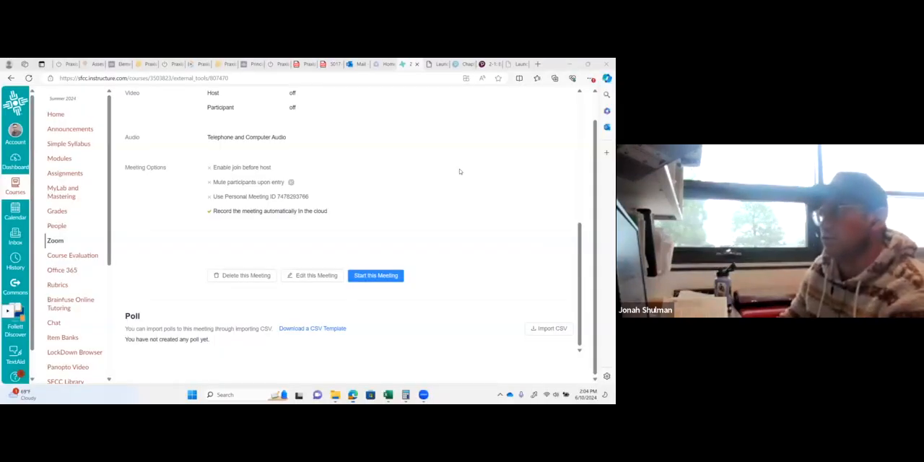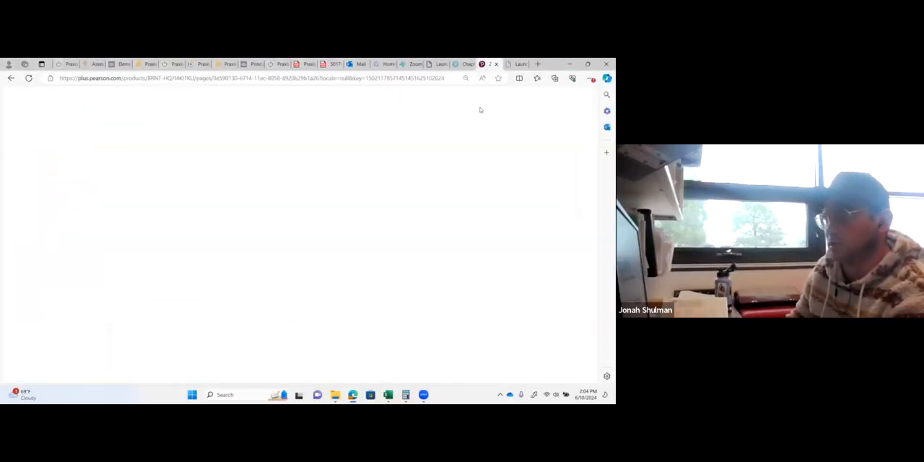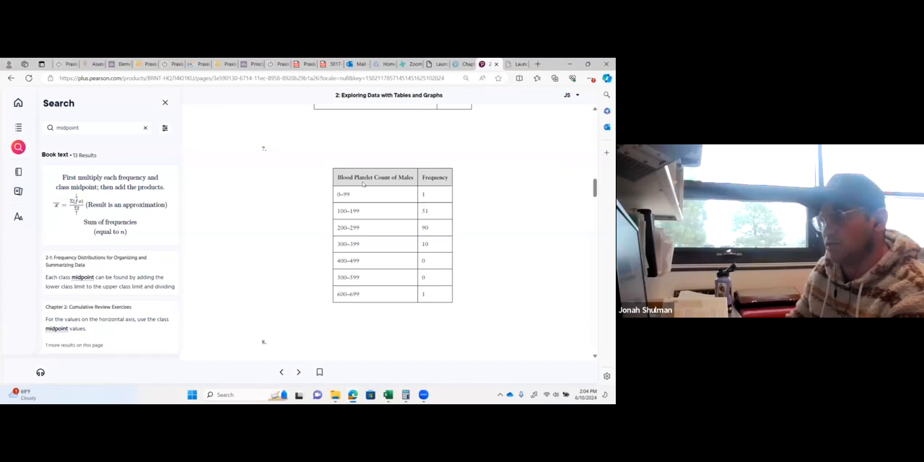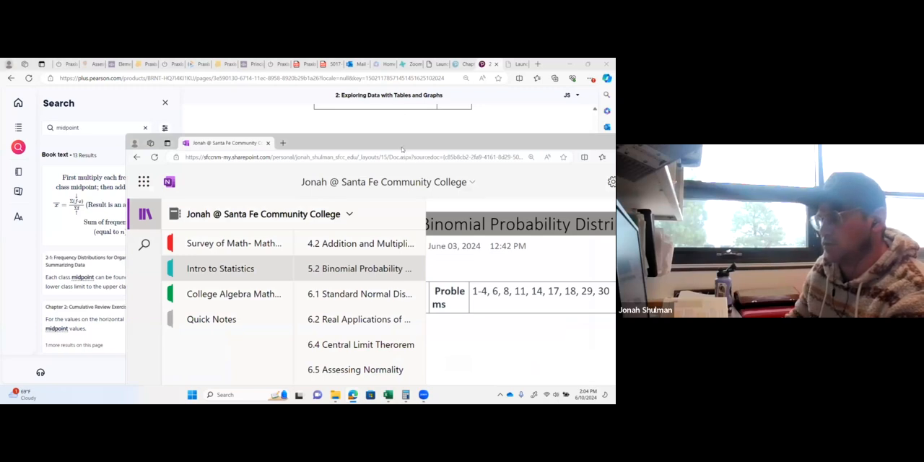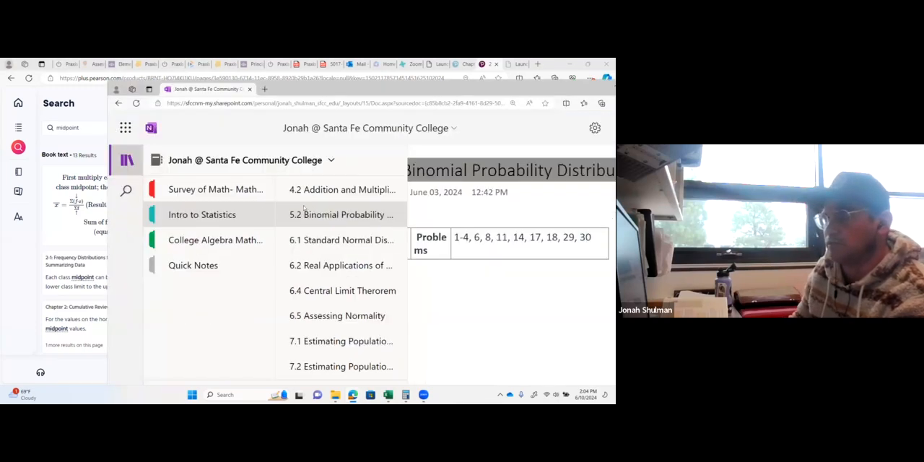So here we go. Here's the book. I'm going to be doing 5-2. This was the mistake I made, right? We're all human. But here are the notes. So I'm in Intro to Stats 5.2 binomial probability distribution. There's a lot of problems here.